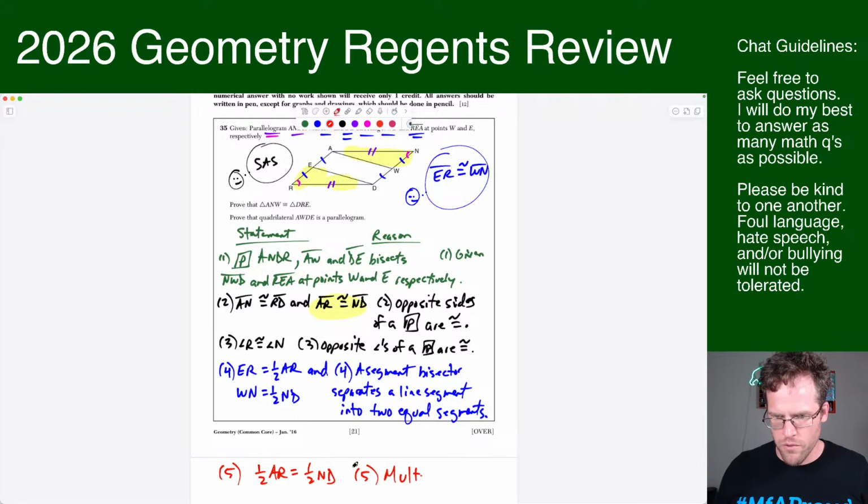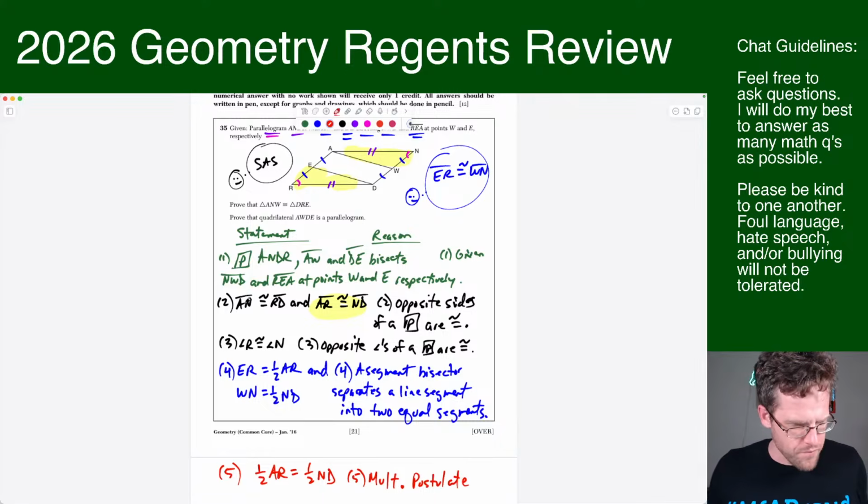Let me move that over so I could write the whole thing. I don't want to write it in 2 lines. So multiplication, I'll just abbreviate postulate. Okay, multiplication postulate. Hopefully you see where this is going. All right, so then from here, what I could say is I'm going to make a substitution. We're going to make a substitution here. So you see how we said ER is equal to 1/2 AR, and WN is equal to 1/2 ND. So maybe you see where this is going.